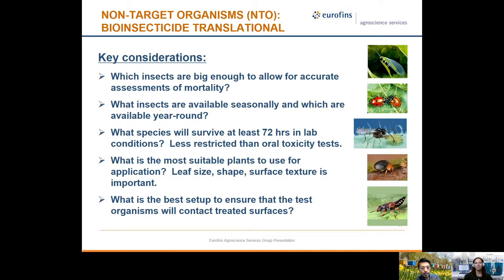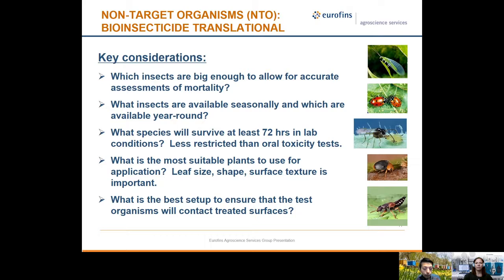And for these bioinsecticide translational studies, there are several key considerations as well. One is which insects are big enough to allow for good assessments of mortality. So you should be able to see them. Second, what insects are available seasonally and which insects are available year-round for testing. Third, what species can survive at least 72 hours or 3 days under lab conditions, which is a lot less restricted than the microbial oral toxicity tests that have to go for a maximum of 30 days.